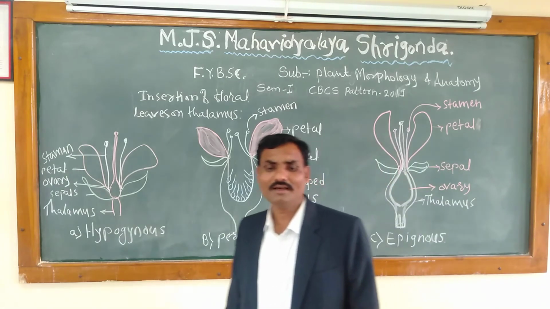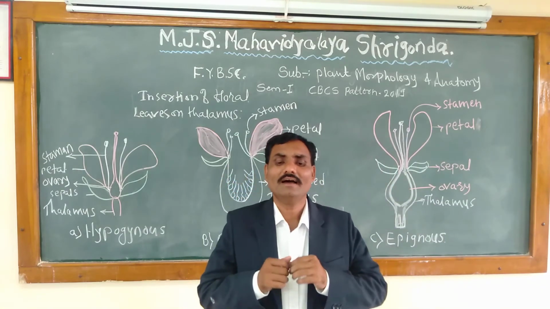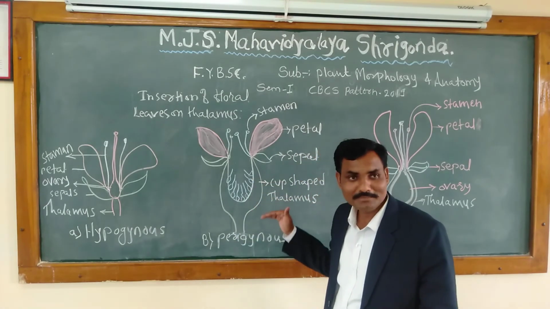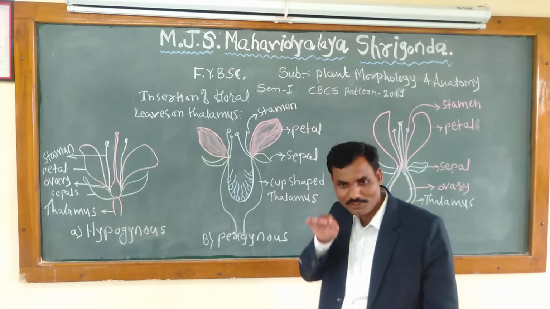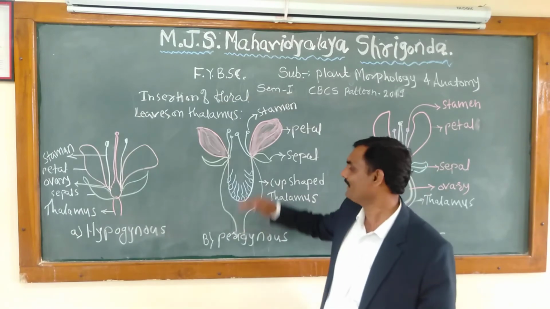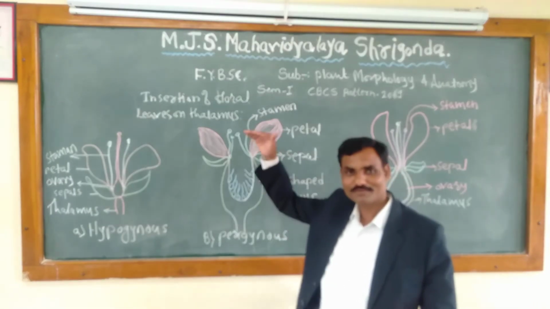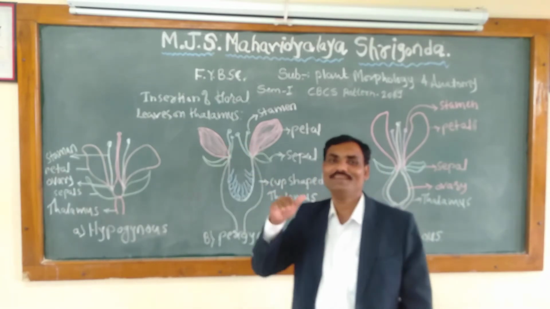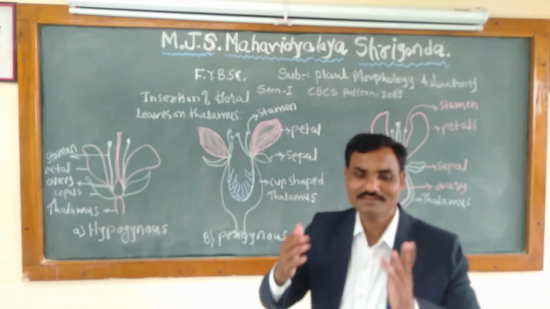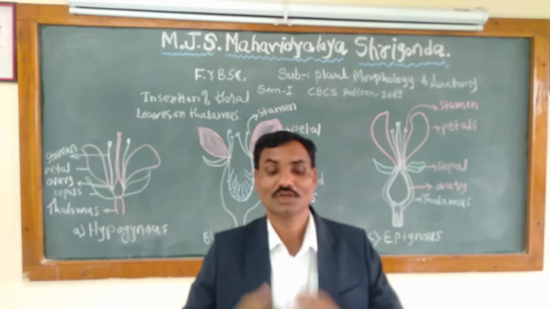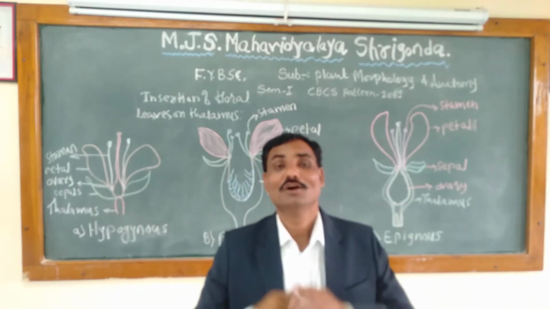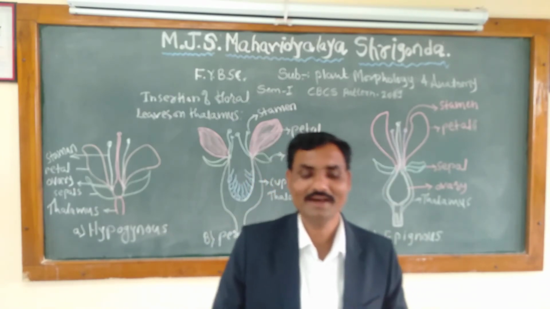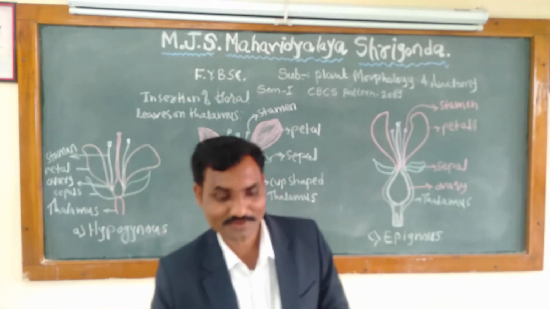In such flowers, the ovary is semi-inferior. That ovary is called semi-inferior. Inferior means below. It is not top superior, it is half superior and half inferior. Examples are rose, cassia, begonia. Those are the different examples of perigynous flowers.